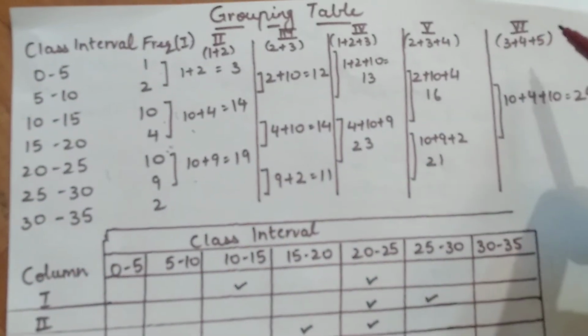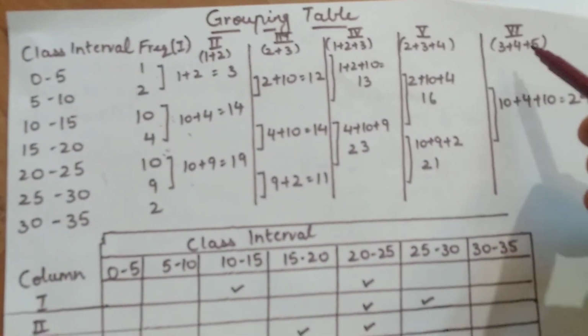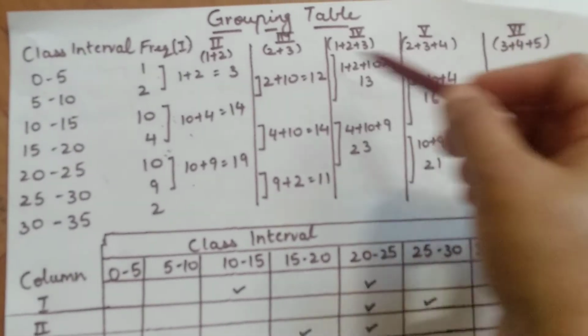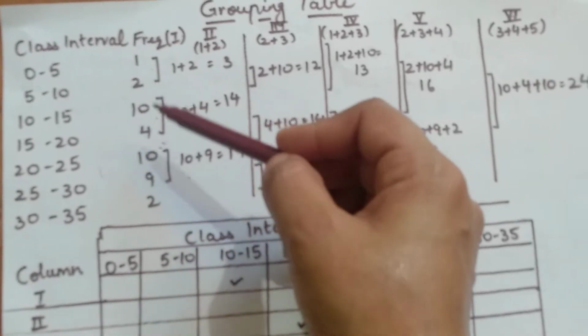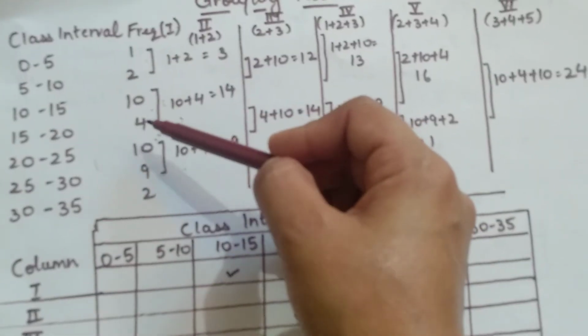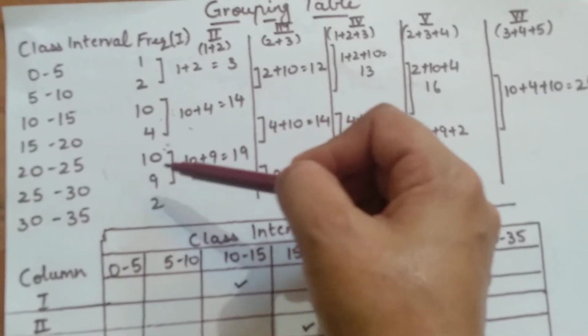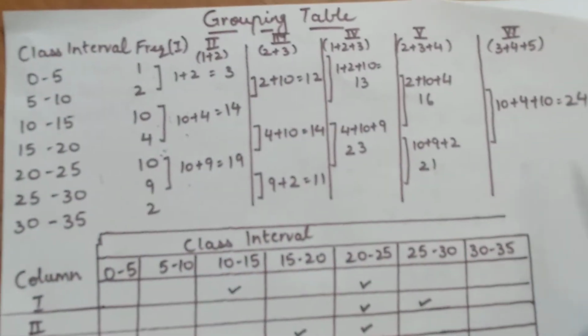In the sixth column, we will make the grouping of third, fourth and fifth item. So we will skip the first two. We will take into account the third, fourth and fifth, that is 10 plus 4 plus 10. It comes out to 24.